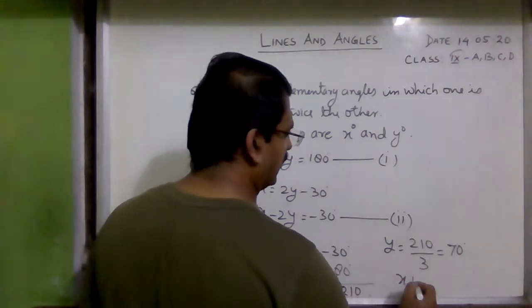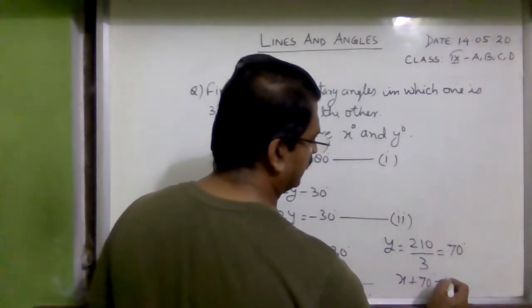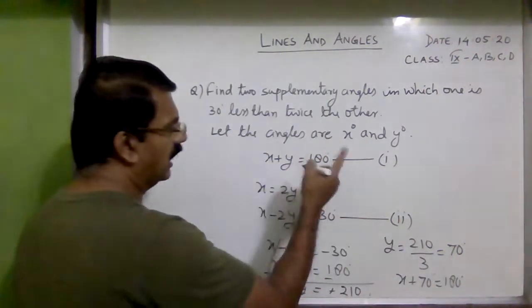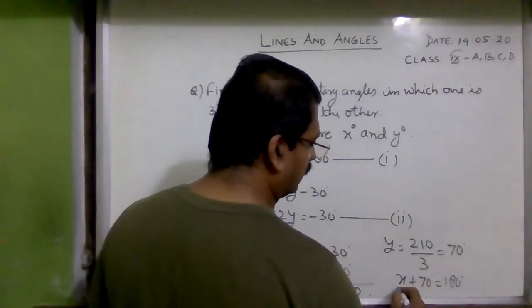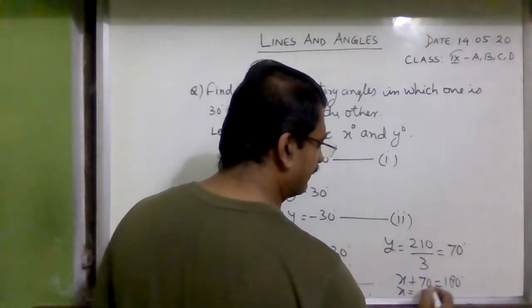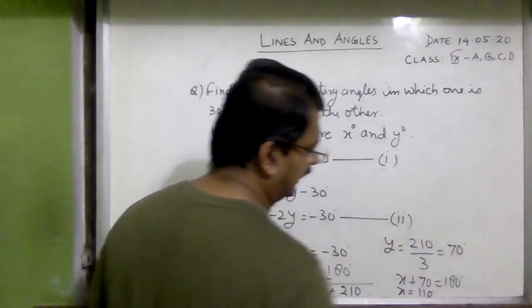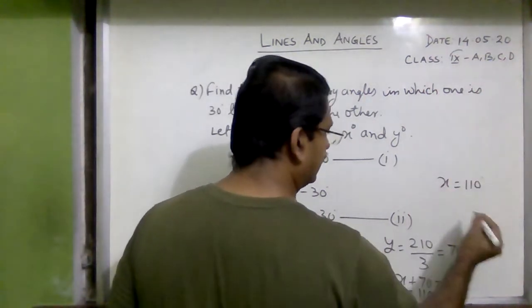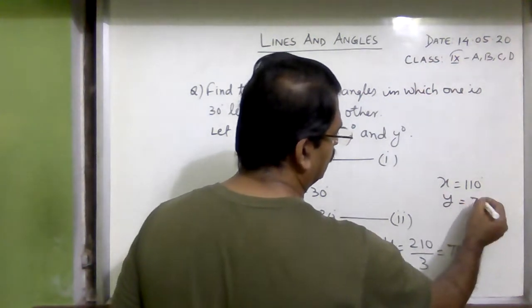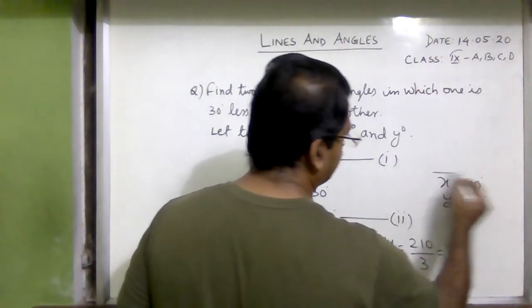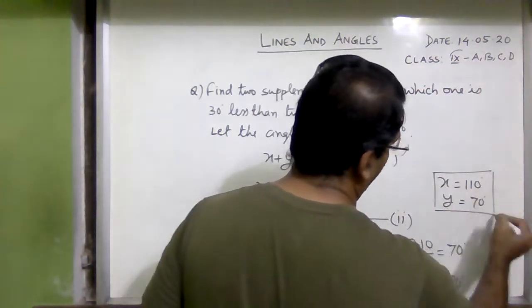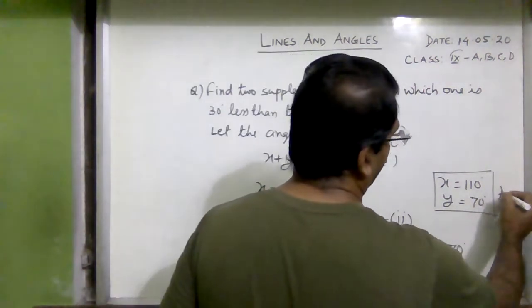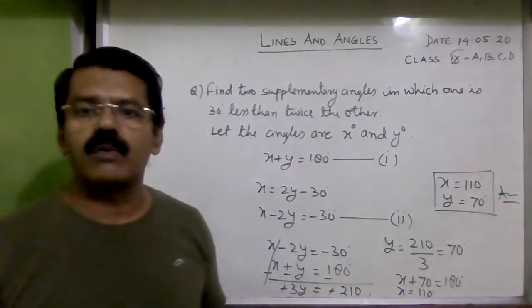So x plus 70 degree is equal to 180 from equation 1. So x will be equal to 180 minus 70, that is 110 degree. So you can see we have found x is equal to 110 degree and y is equal to 70 degree. X is 110 degree and y is 70 degree. That is our answer.